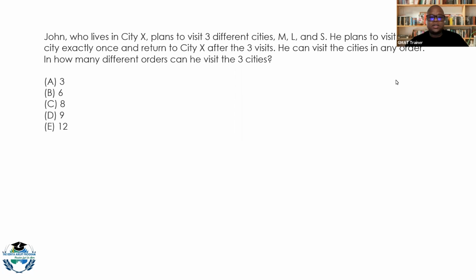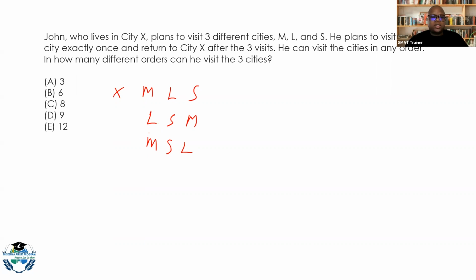This is considered an easy question. It's a sub-550 level kind of question. From the logic, you can see that he moves from X, then goes to M, L, S, or L, S, M, or M, S, L, and so on. You can either write down the various orders he can use to visit, or you can go ahead and use a formula to answer this question.